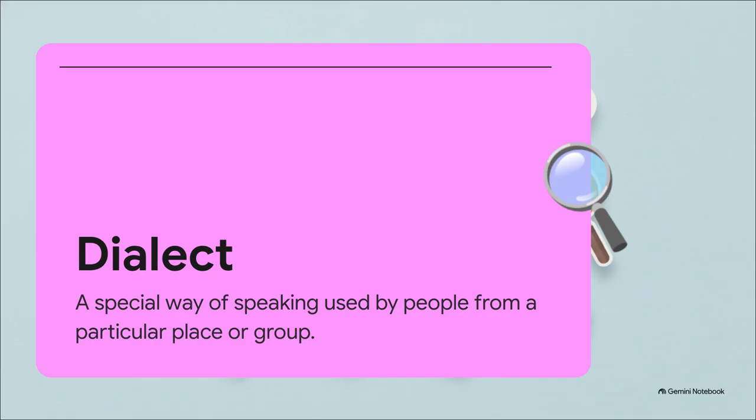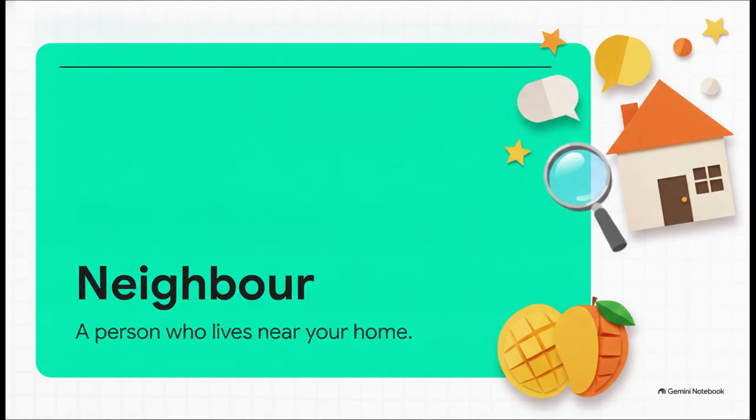group. To help you remember, your easy revision is simply a special way of speaking. Here is our example sentence. People in different places may speak the same language in different dialects. You are doing wonderfully. Our third word is neighbor. Let's enunciate that nice and clearly. Neighbor. A neighbor is a person who lives near your home.